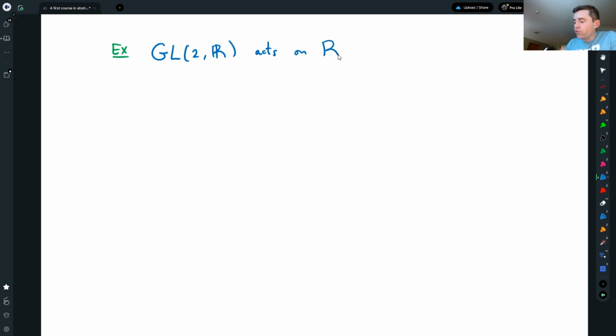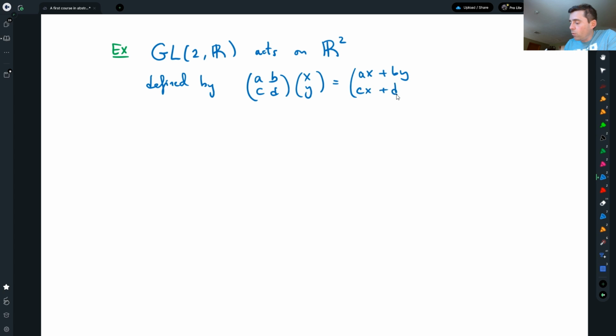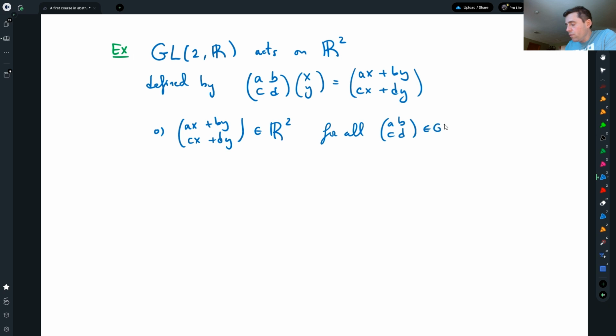acting on vectors in R2, that is an action defined by, again, how do we define the action of a matrix on a vector? That is just ax plus by, cx plus dy. That is an action. First of all, notice that ax plus by, cx plus dy is also an element of R2 for all a, b, c, d in GL2, and for all x, y in R2, I do get a new element of R2. That's the first part of a group action.